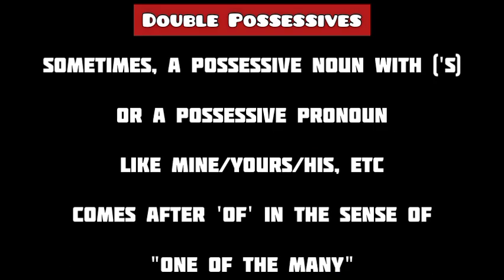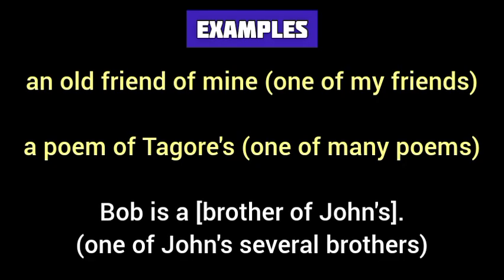We also see sometimes a noun with the possessive s or a possessive pronoun like mine, yours, his, ours, etc. comes after the preposition of in the sense of one of the. Take for example, an old friend of mine means one of my old friends. A poem of Tagore's means one of Tagore's many poems. Another example is Bob is a brother of John's. It means Bob is one of John's many brothers.